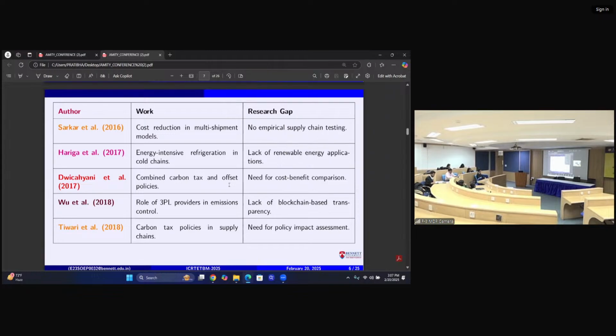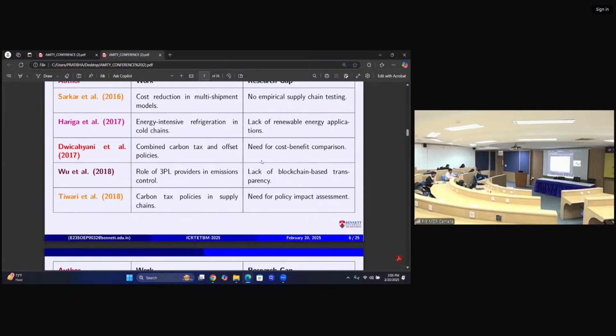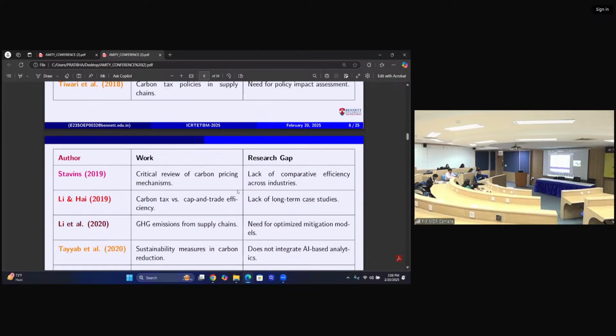Sarkar et al. in 2000 and Sarkar et al. in 2016 studied cost reduction in multi-shipment models, with no empirical supply chain testing. Tiwari et al. in 2018 studied carbon tax policies in supply chain management. Wu et al. in 2018 studied the role of the 3PL provider in emission control.